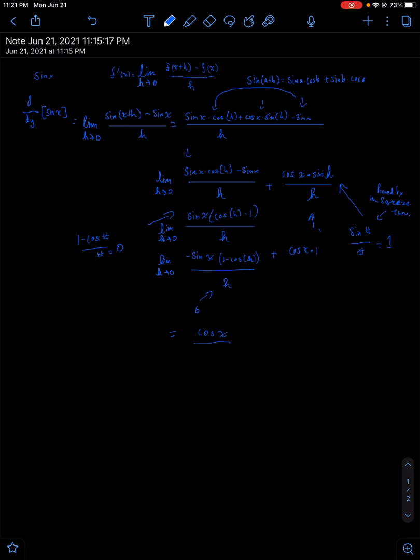And so once again, the derivative of sine of x is equal to cosine of x.